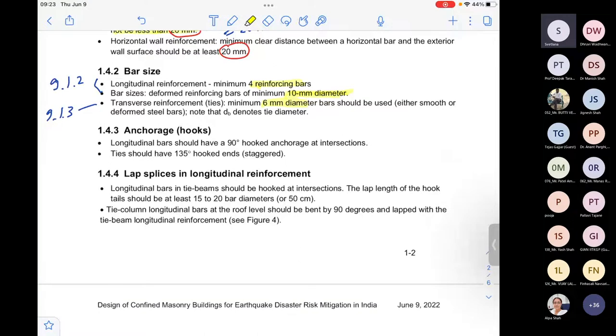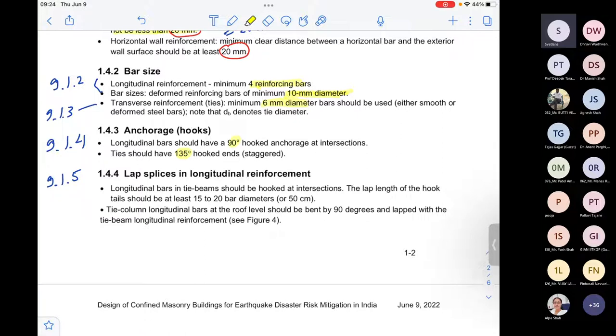Then the next is anchorage. Anchorage is discussed in section 9.1.4, and the lap splices is 9.1.5. So in anchorage, the longitudinal bars should have the 90 degree hooked anchorage at intersections, and the tie should have 135 degree hooks. But there was some discussion to have 90 degree hooks permitted, unlike, of course, reinforced concrete structures. But for now, that would be 135, 90 degree is not permitted at this stage.